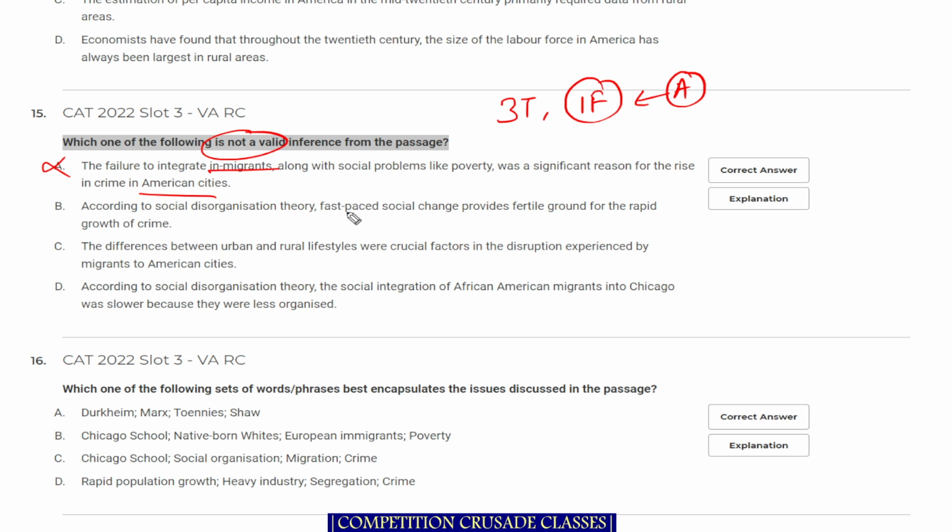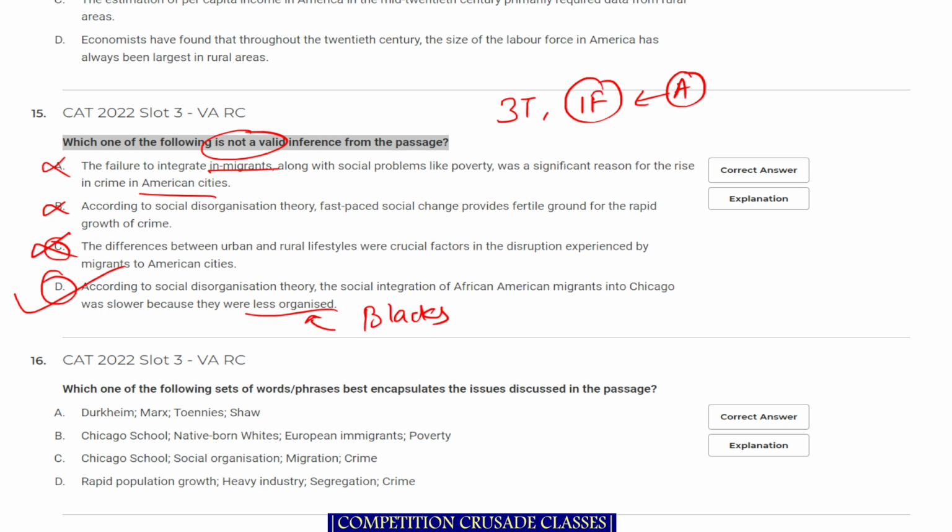According to social disorganization theory, fast-paced social changes provide fertile ground for rapid growth in crime. This is also true, it goes out. The differences between the urban and the rural lifestyle were a crucial factor in the disruption experienced by migrants in the American cities. Yes, this is also true, but just for the sake of it, I'll read the last one. According to social disorganization theory, the social integration of African American migrants into Chicago was slower because they were less organized. Nothing to do with African Americans or blacks being less organized. So blacks being less organized is something which is false, so that has to be my answer. This goes out. I hope you understood my reasoning for this particular one.